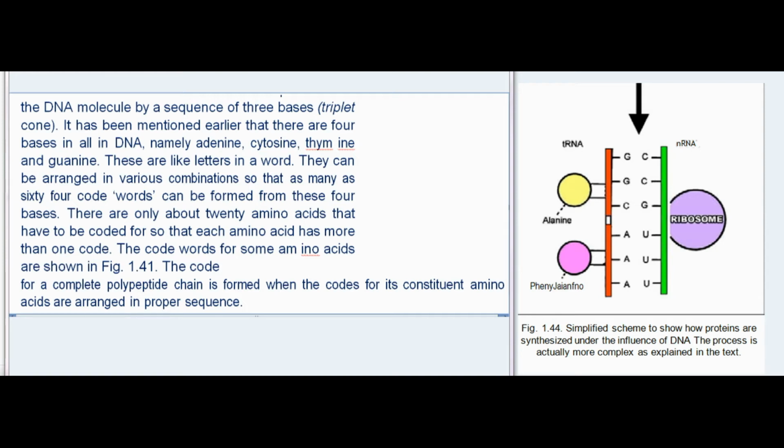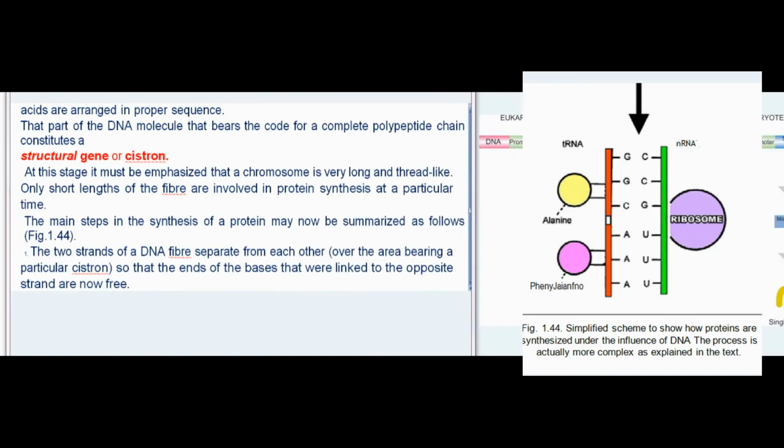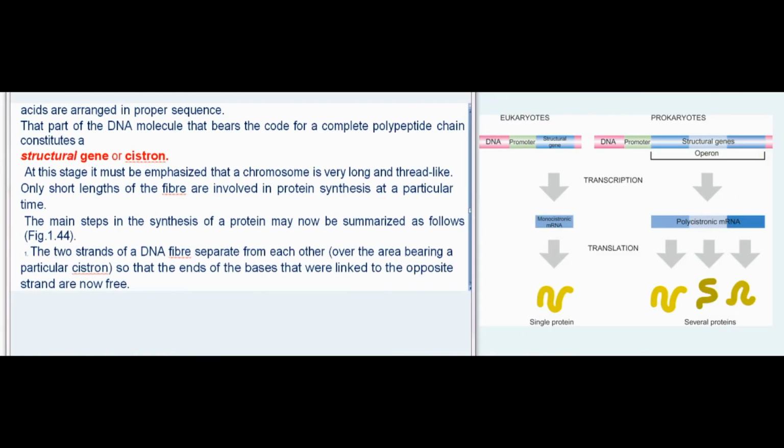They can be arranged in various combinations so that as many as 64 code words can be formed from these 4 bases. There are only about 20 amino acids that have to be coded for so that each amino acid has more than one code. The code words for some amino acids are shown in Fig 1.41. The code for a complete polypeptide chain is formed when the codes for its constituent amino acids are arranged in proper sequence.